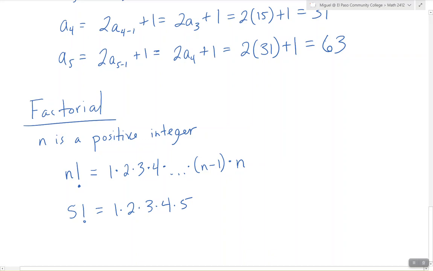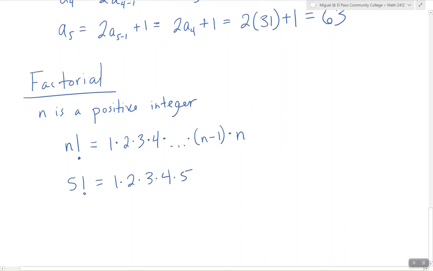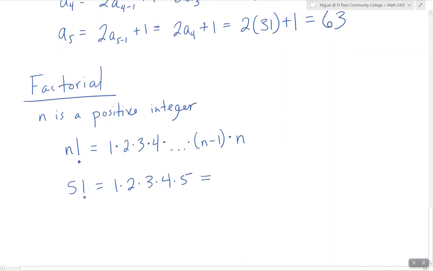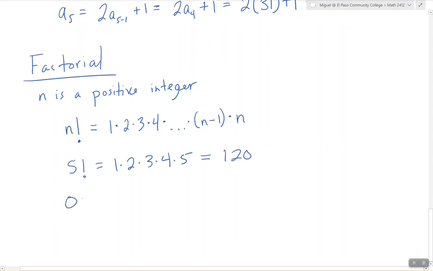And you would multiply those out to get the value. In this case, this is 20. 5 times 4 is 20, times 3 is 60, times 2 is 120. And there's a special case of 0 factorial that's always equal to 1. Okay? 1 factorial would also be equal to 1.